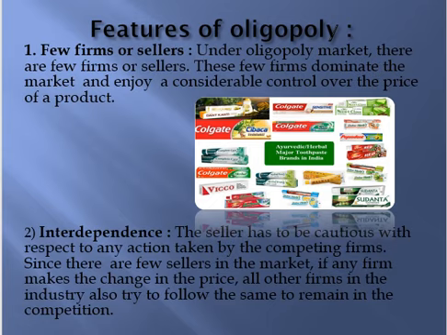Because these sellers are very few in number, they dominate their market and have good control over the price of the product that they are selling, right? Why? Because there are very limited players, very limited producers, and whether they have a differentiated product or a homogeneous product, it is under their control that they can set the price of the product and attract the maximum number of consumers.